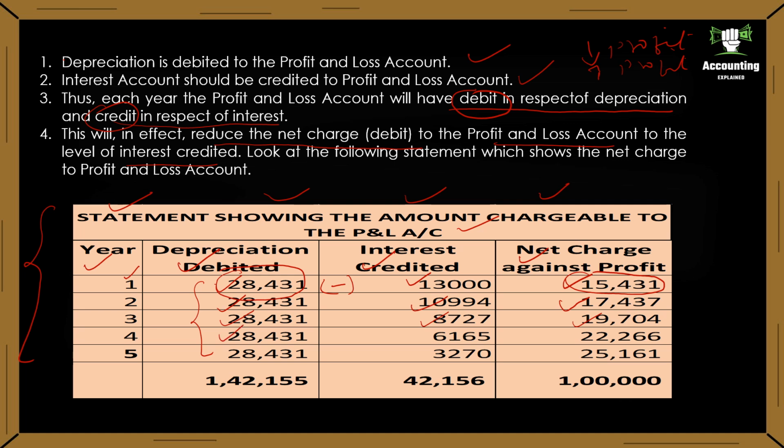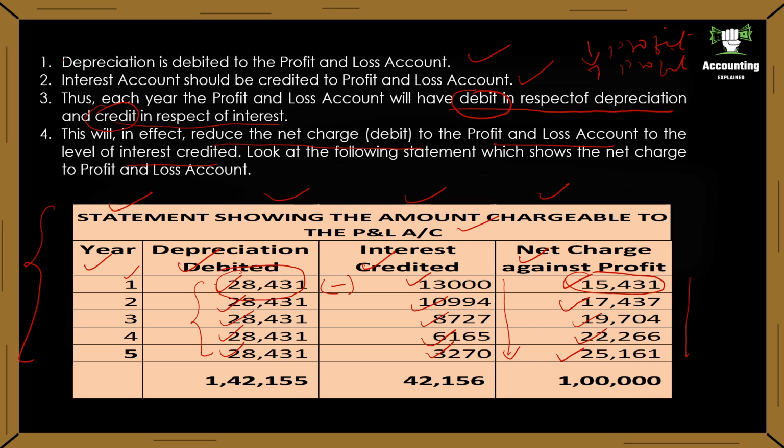Depreciation fourth year is 28,431. Interest credited is 6165. Net effect on profit is 22,266. Fifth year depreciation is 28,431. Interest credited is 3,270. And the net charge against profit is 25,161. You can see that the profit debit has increased gradually because the interest credited has reduced gradually.